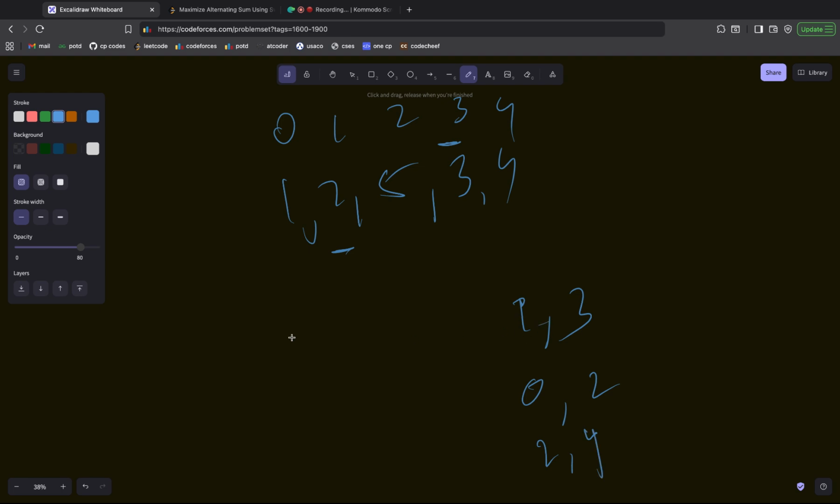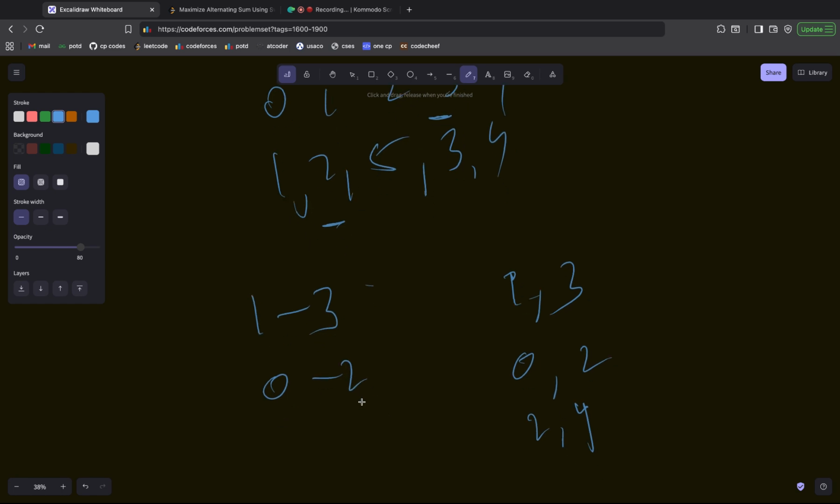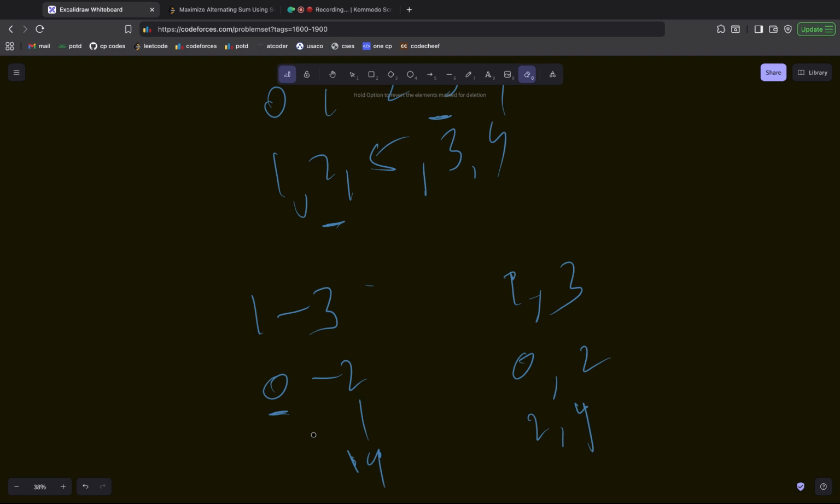Right. So can I say that my 1 and 3 are in the same connected component? Because one's value can come to 3, three's value can come to 1. That's how swap works, right? Similarly, 0, 2, and 2, 4. Now can I say that zero's value can come to 4? Yes, it can. 0 can swap with 2, 2 can swap with 4. Makes sense?